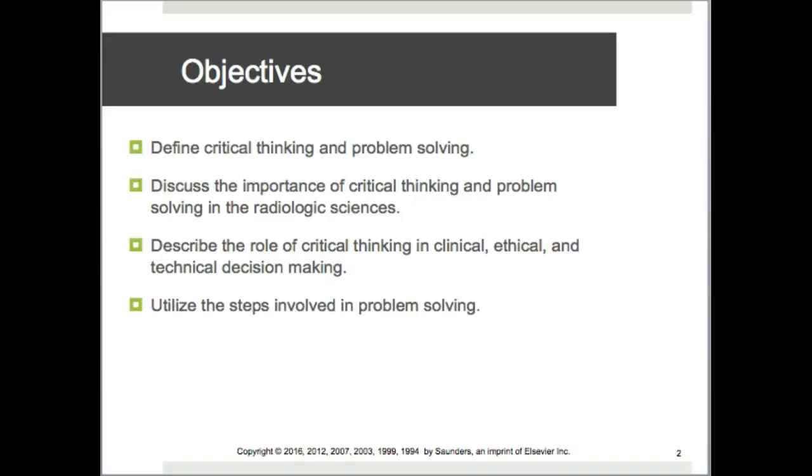So you have some objectives. You're going to define critical thinking and problem-solving skills. You're going to discuss the importance of critical thinking and problem-solving in radiology. And then you're going to describe the role of critical thinking in clinical, ethical, and technical decision making and utilizing the steps involved in problem-solving.